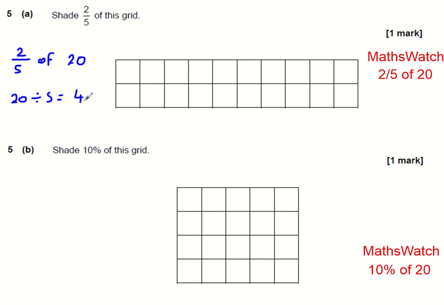So that's 1/5 of 20. We are going to be taking 2 of those 4s. So we want 2/5, so 2 4s is 8, which means that 2/5 of 20 is 8, which means that we need to shade a total of 8 squares.